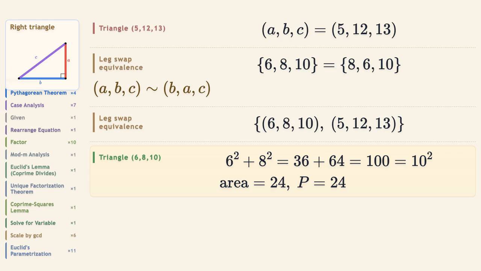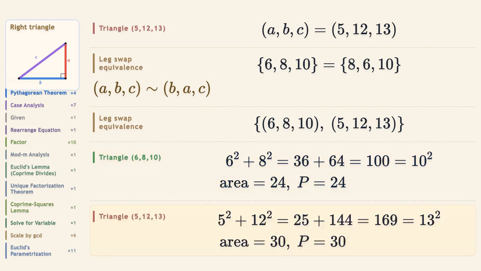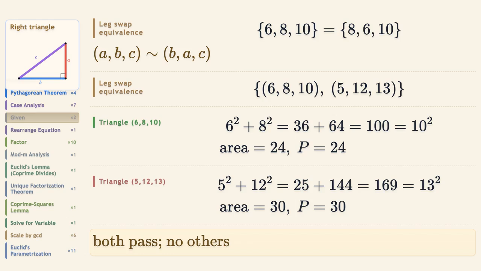6 squared plus 8 squared equals 100 equals 10 squared. Area and perimeter are both 24. 5 squared plus 12 squared equals 169 equals 13 squared. Area and perimeter are both 30. Both triangles pass the condition, and the tiny product reduction rules out everything else.